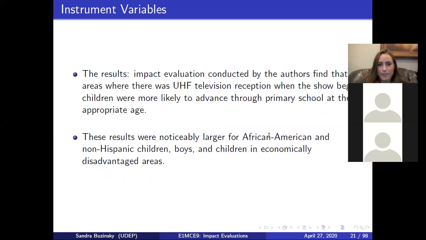So yeah, I said what they found, I guess. So they found that areas where there was high UHF television reception, so people that were close to the tower when the show began, children were more likely to advance through primary school at the appropriate age. So I don't know if we feel comfortable that that's causal, because that could be through a various amount of other factors, such as like income, like parents that make their kids watch Sesame Street more, etc., etc. So yeah.